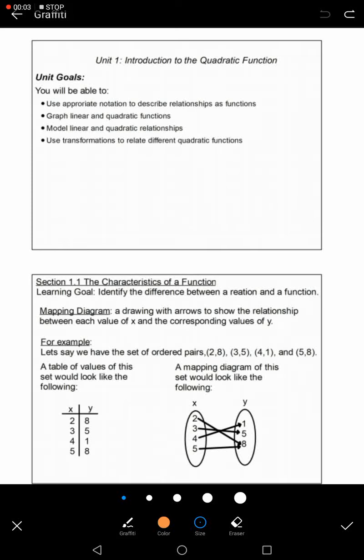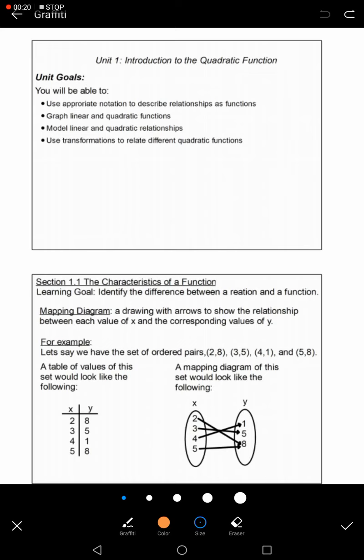This is the first lesson of Unit 1. Our first unit, we're going to be looking at the quadratic function. So you'll see on this first slide here, just some goals for our unit, basically just outlining what we're going to be working with.